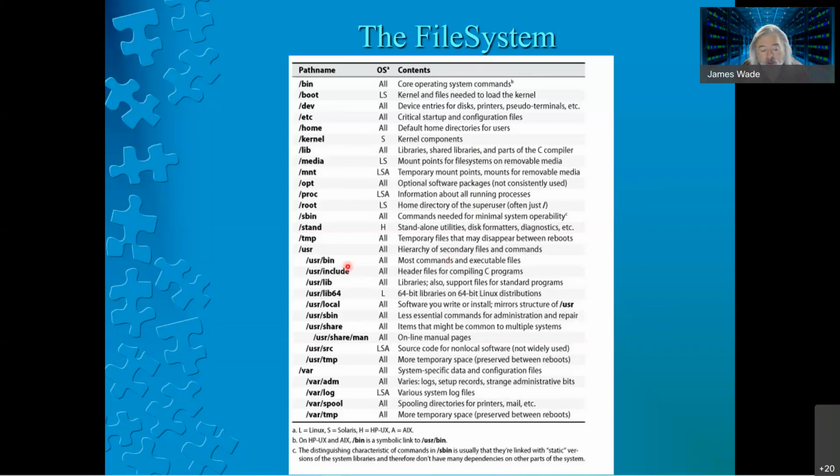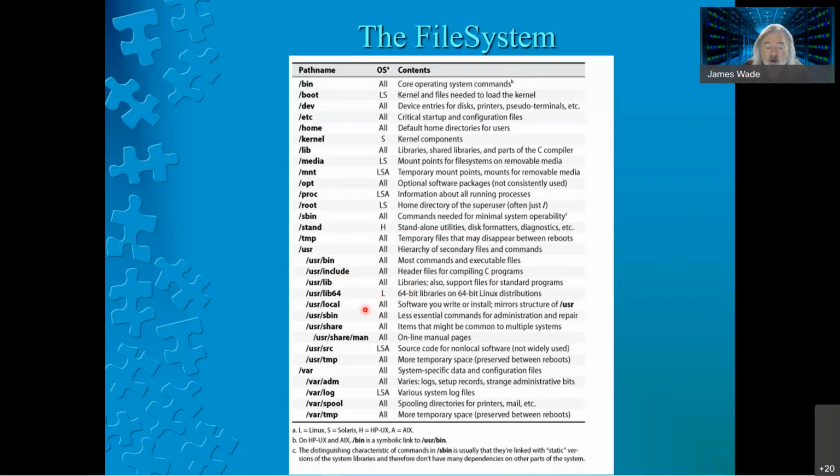There's sometimes a /usr/bin that has additional binary files for doing OS work, like ps -ef. Sometimes you'll see /bin is really a link to /usr/bin. They're the same. You've got /usr/include, which includes header files if you're using a C compiler. You got the library files. You got 64-bit library files.